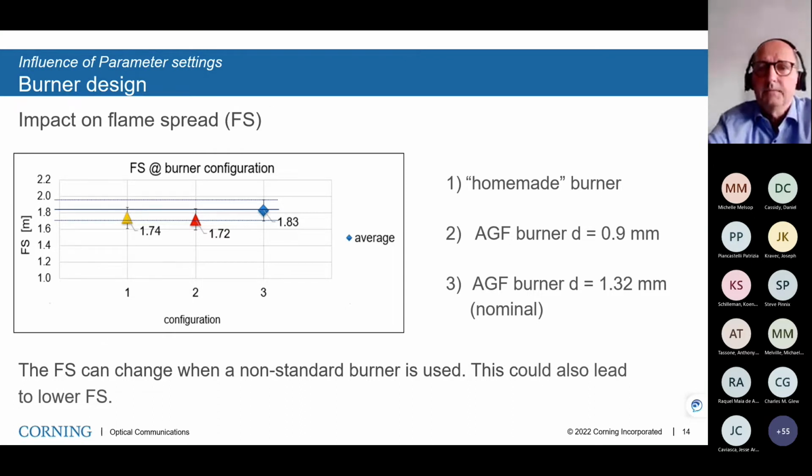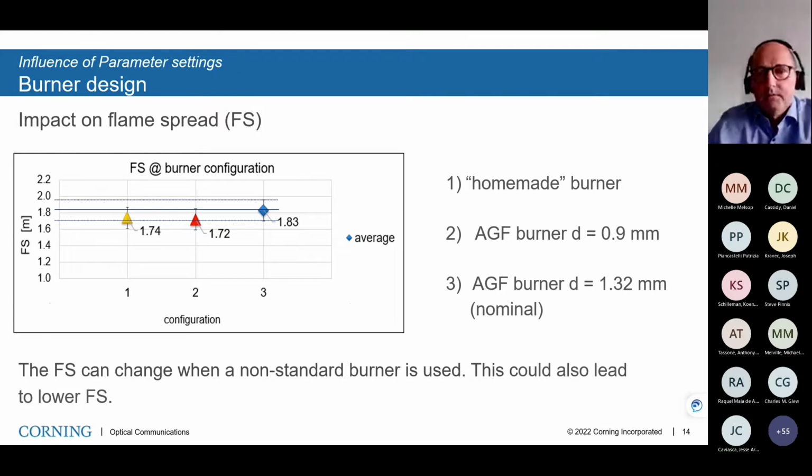The plot shows the flame spread from the experiment is slightly lower, by approximately 0.1 meter, compared to the average flame spread in our lab. A similar effect can be seen when using a burner with a small hole diameter of 0.9 millimeter. The flame spread is also reduced by approximately 0.1 meter.